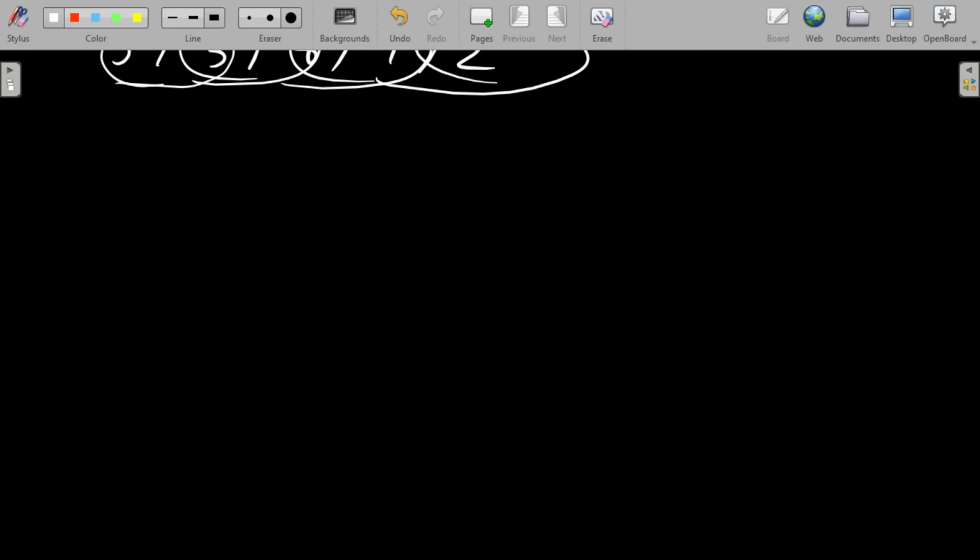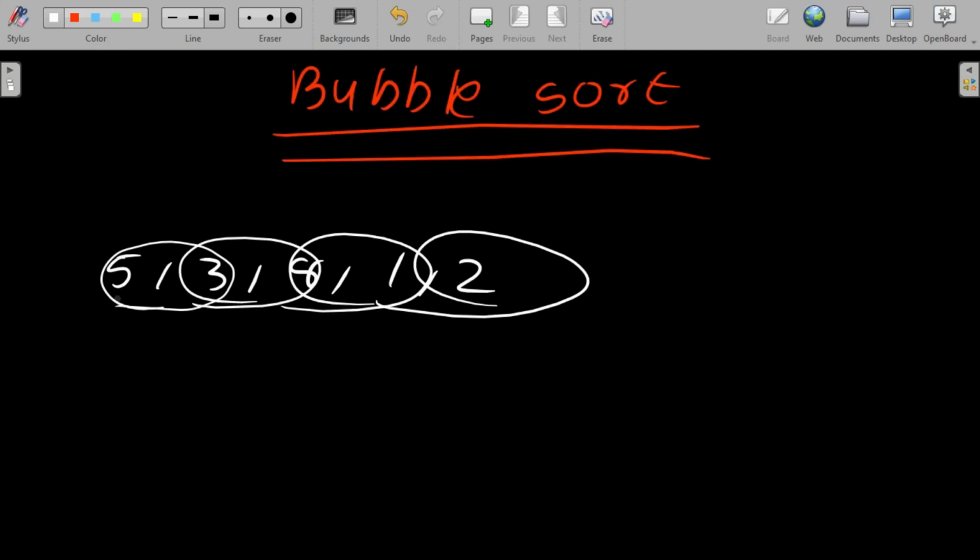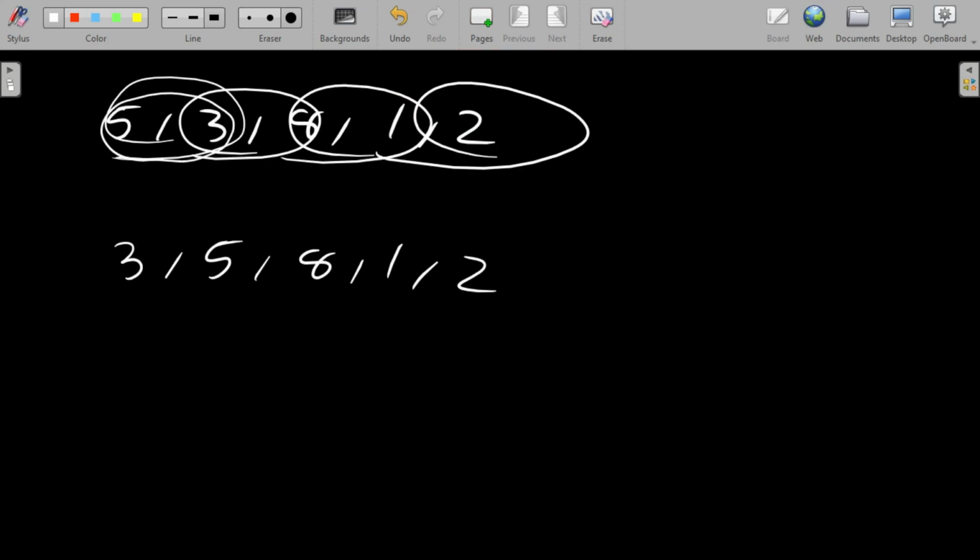So let us see how it works step by step. We have our numbers 5, 3, 8, 1, 2. On the first pass we're going to compare 5 and 3. Since 5 is greater than 3, we swap them. So now the array becomes 3, 5, 8, 1 and 2. Now we compare 5 and 8. No swap, because 8 is greater than 5. So we don't need to swap and the array remains the same.